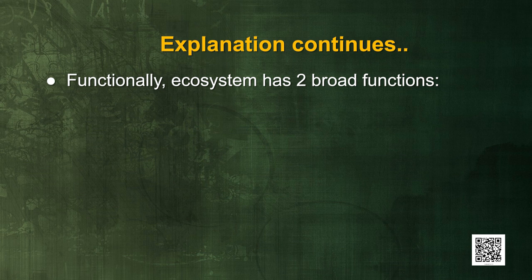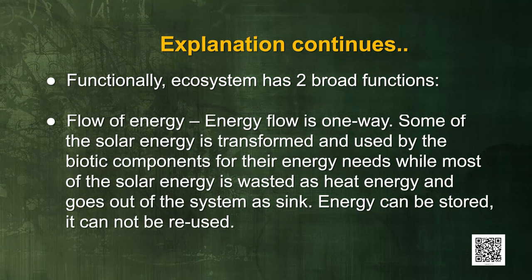Functionally, ecosystem has two broad functions. The first is flow of energy. Energy flow is one way. Some of the solar energy is transformed and used by the biotic components for their energy needs, while most of the solar energy is wasted as heat energy and goes out of the system as a sink. Energy can be stored, but it cannot be reused.